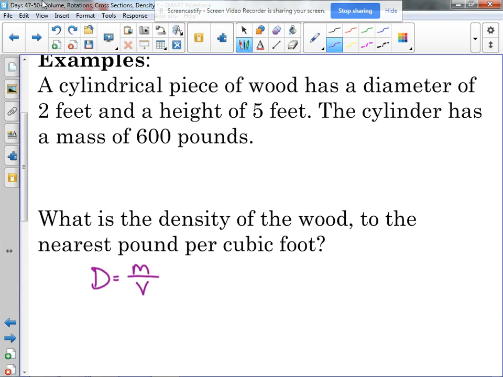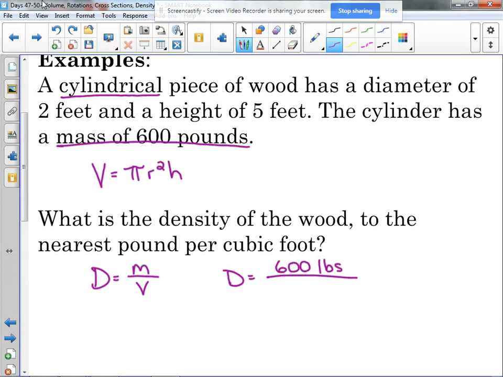Density is mass divided by volume. We were given mass. It's 600 pounds. So we can go ahead and plug that in, divided by volume. Were we given the volume? No, we were not given the volume. But we were given dimensions, and we were told that this is a cylindrical piece of wood. So let's figure out volume. Volume for a cylinder is pi r squared h.